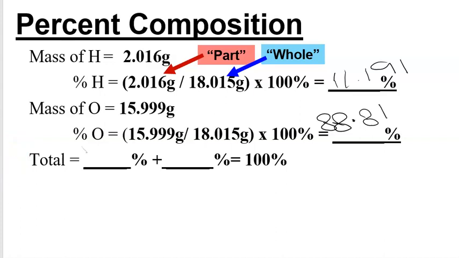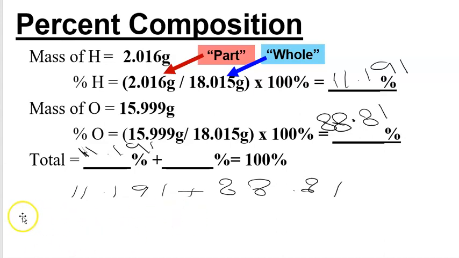So when I added 11.191, I'm going to write it down here so it's a little more neat, 11.191 plus 88.81, it did give me nearly 100%. So I was correct. If you ever find when you add them together that it is very far off, let's say you added your parts together and you ended up with like 207, you know you've made a mistake somewhere. So it's a good way to check your work at the end.